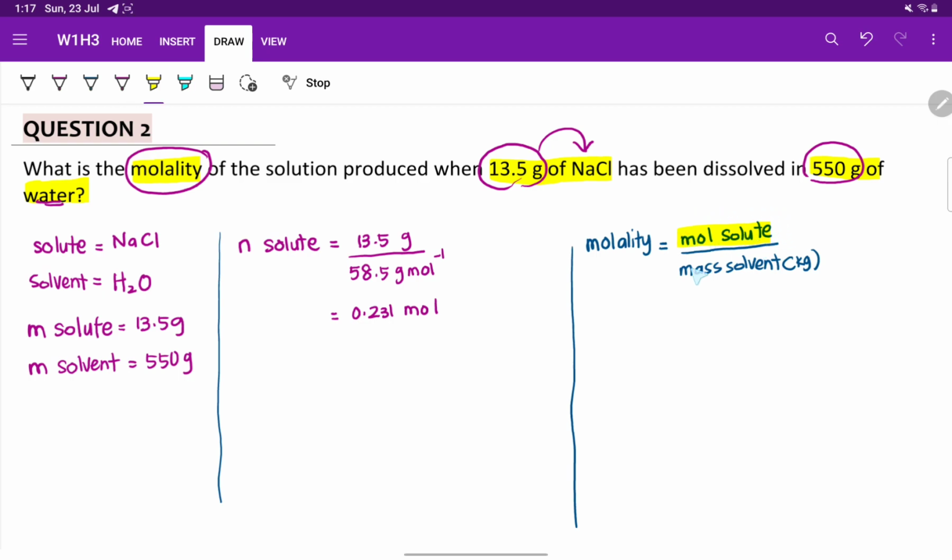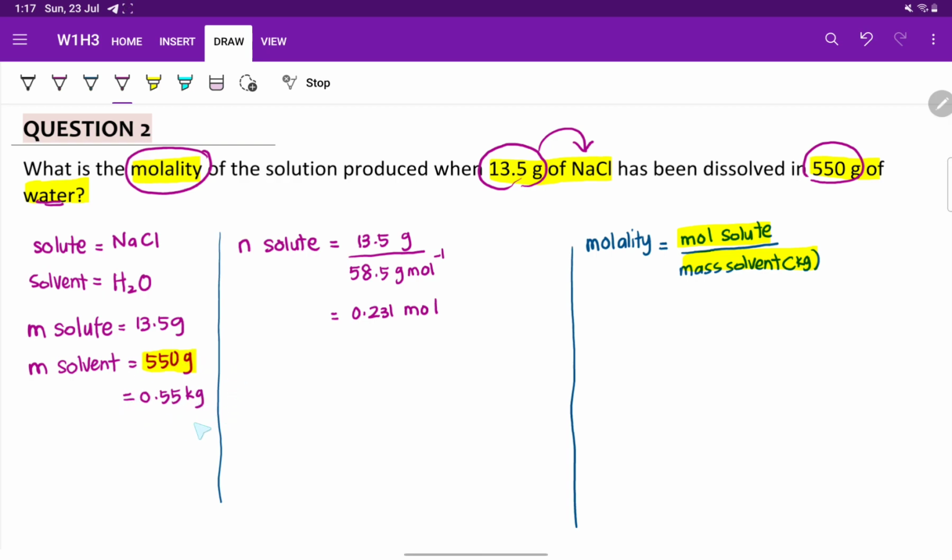Next, we need to find what is the mass of solvent. So untuk cari mass of solvent dekat sini, kita tengok pada maklumat. Do we have the mass of solvent? Yes, we have it over here. Cuma yang kita ada dekat sini is in gram. So kita kena tukarlah dia kepada kilogram. So it will be 0.55 kilogram.